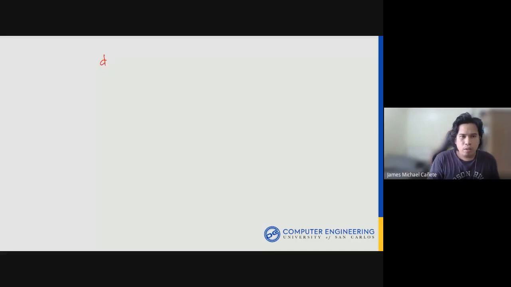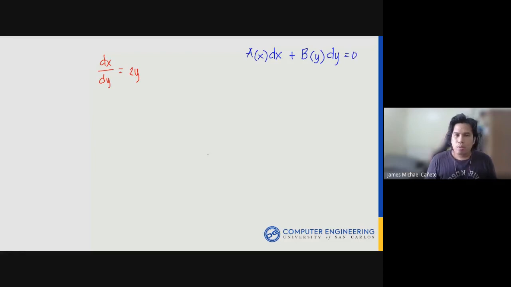Let's say dy over dx is equal to 2y, and we want it to be of the form A(x) dx plus B(y) dy equal to 0. How can we manipulate this equation so that it looks similar to this one? From a term on one side that's not equal to 0, you can transfer 2y to the other side. This becomes dy over dx minus 2y equal to 0.